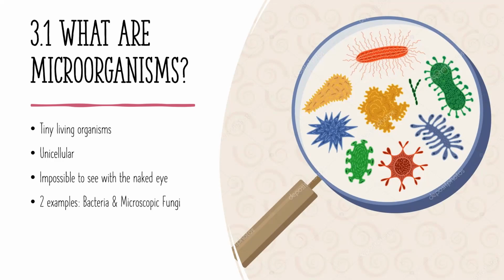They're always around us, in our environment, in the atmosphere, on different objects. They're even present in the food, in things we touch, everywhere around us. But we cannot see them because they're impossible to see with the naked eye, and we need a microscope to observe them. There are many different types of microorganisms, but the two that we're going to be studying under this topic are bacteria and microscopic fungi.